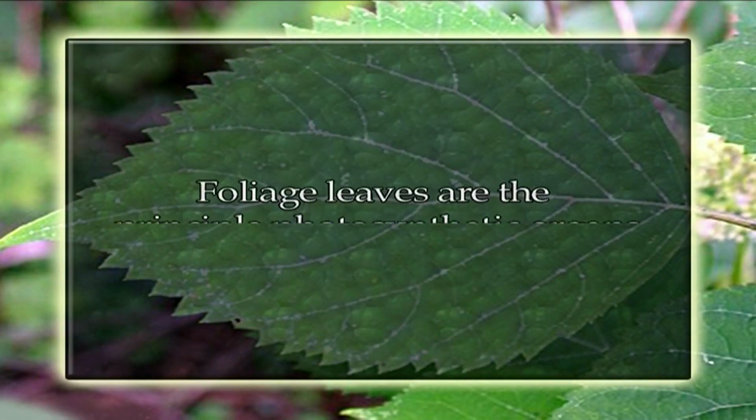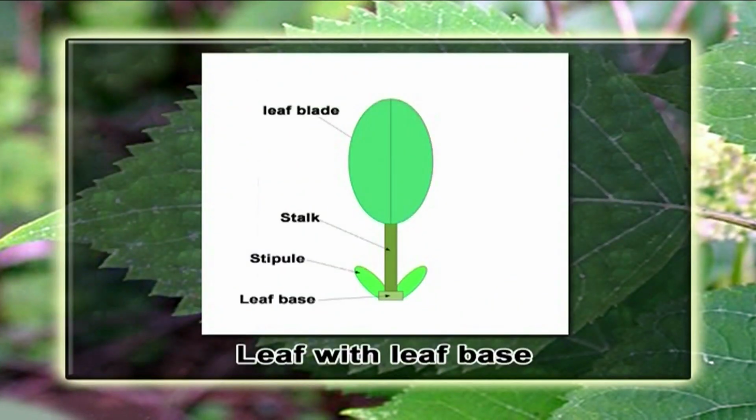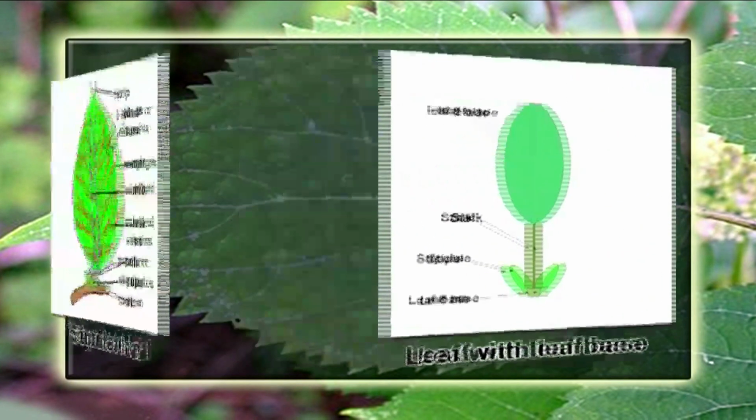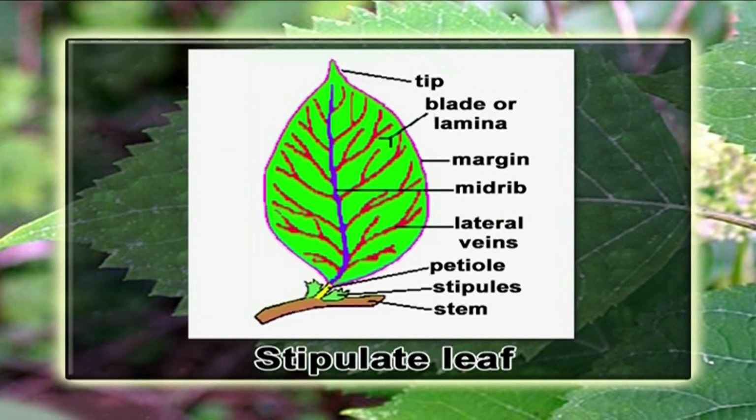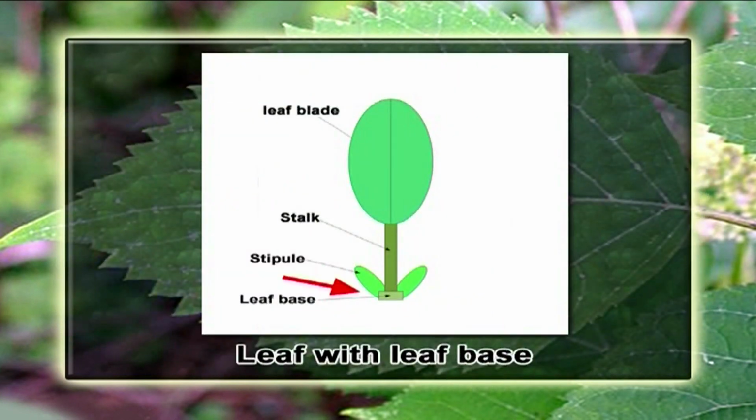Foliage leaves are the principal photosynthetic organs. A structurally complete foliage, that is, photosynthetic leaf, typically consists of number one, a lamina, that is the leaf blade, where most of the green tissue is located. Second, a petiole, that is the leaf stalk, which supports the blade on the axis and provides the route for transfer of water and sugars to and fro from the leaf. And third, the leaf base, that is the portion by which the leaf is attached to the stem or branch.